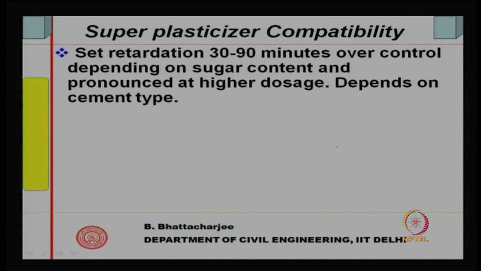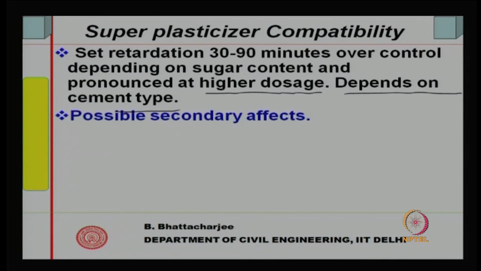Well, it is important to look into superplasticizer compatibility. That means, the superplasticizer must give the superplasticizing effect, all right. Set retardation could be some issue. That means, depending upon the sugar content of the superplasticizer, and at higher dosage it may be pronounced. Of course, it depends upon cement type, because interaction of the cement is very important. All right. There can be some secondary effects.